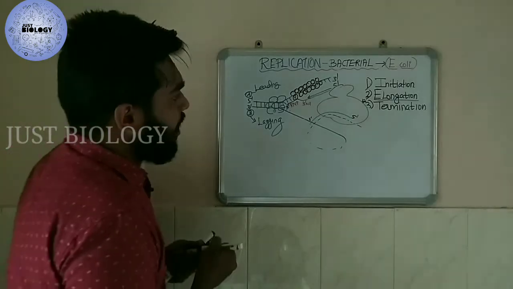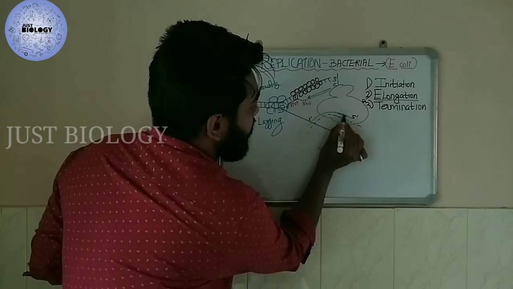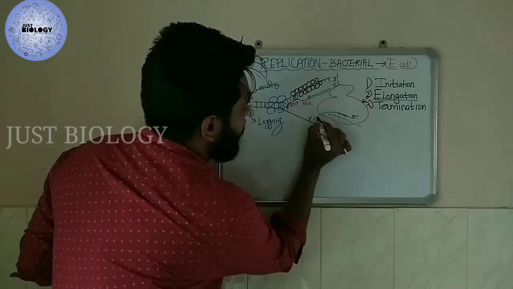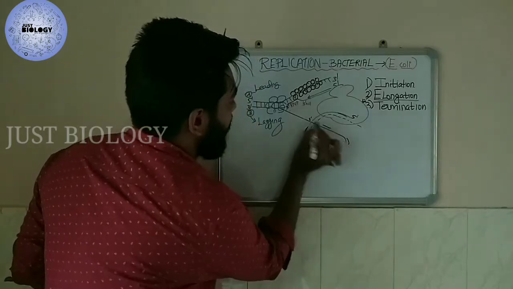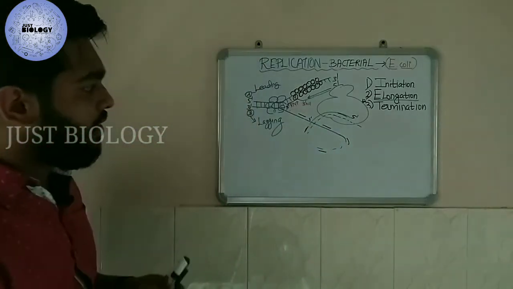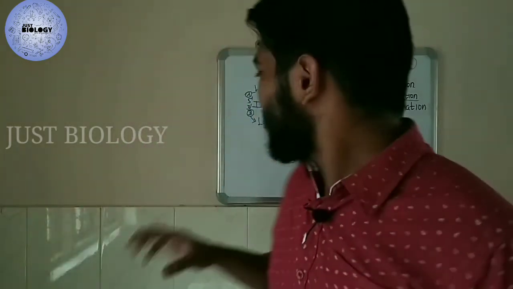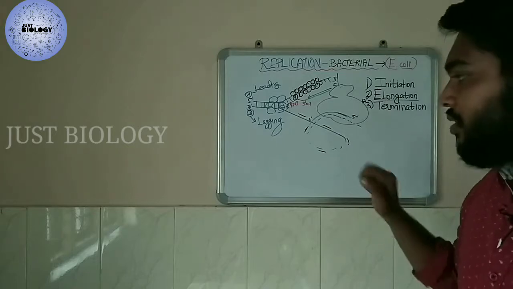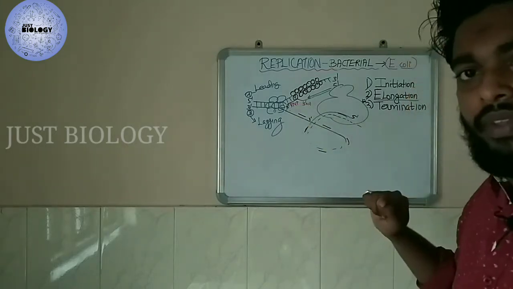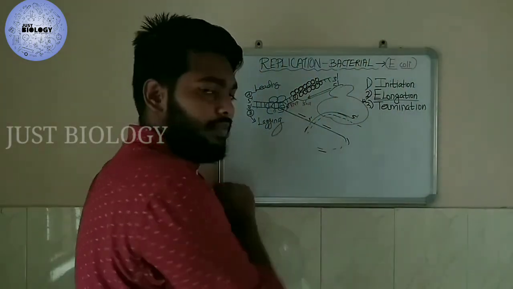Here they will add multiple primers for the synthesis. This black is the primer. Here also they will have a primer. Different parts of the lagging strand will be attached with different primers. This primer is supposed to be removed once the strand is synthesized. Once this process is over, we have to remove this primer.